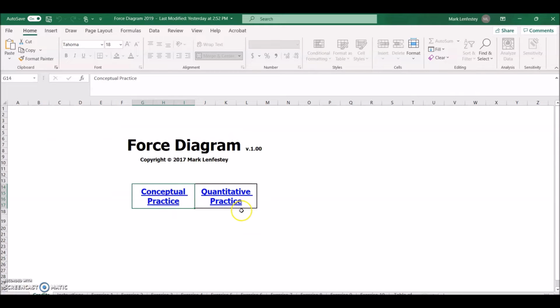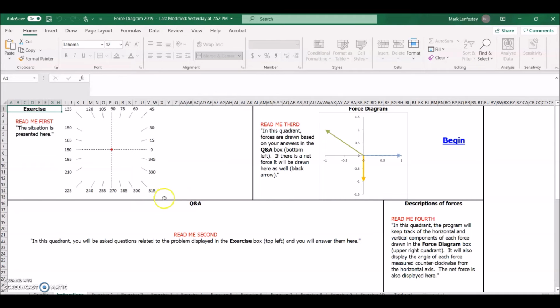There's conceptual practice and quantitative practice. Conceptual practice is if you're having a hard time drawing force diagrams and you want some extra practice on it. The quantitative practice is after you've drawn the force diagrams, if you want some additional numerical problems to practice, that's what I'm recommending. I'm going to show both of them to you. So let me show you the conceptual practice.